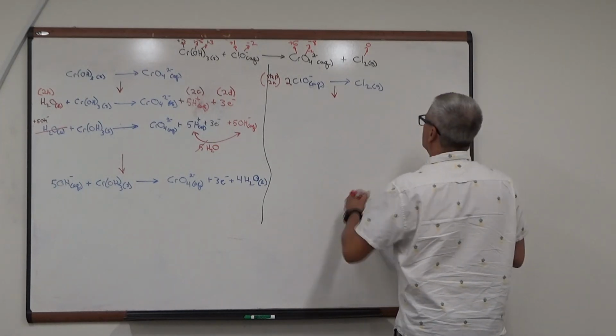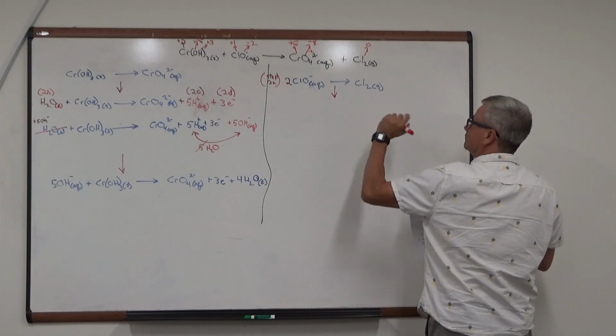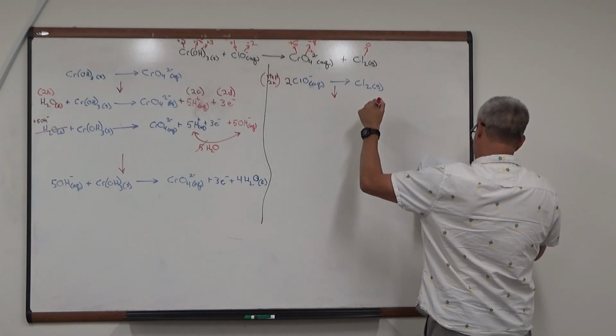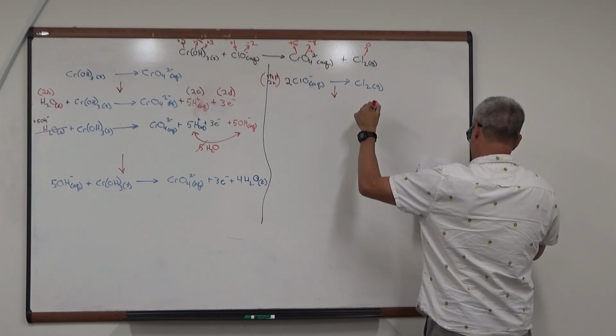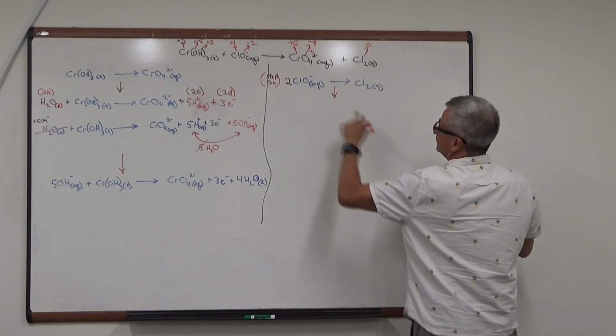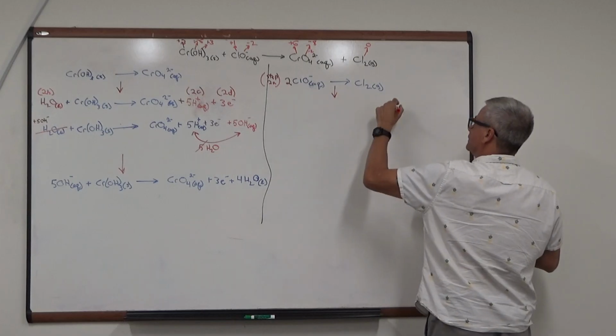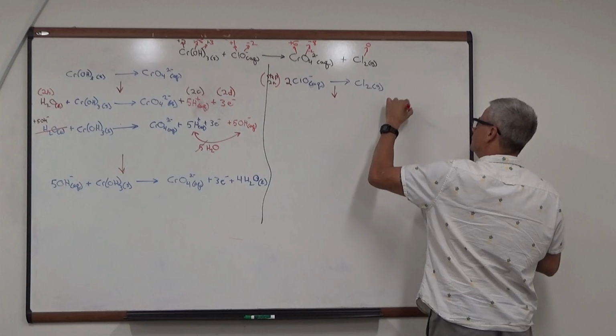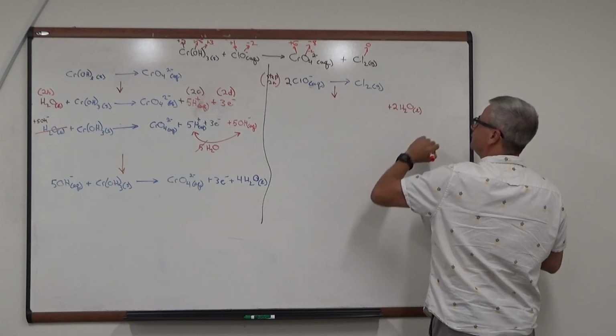All right, and so we'll add, we have 1 water over there. Let's see, sorry. Oh, no, I'm sorry. We have 2 oxygens over here, so we're going to add 2 waters over here. Okay.